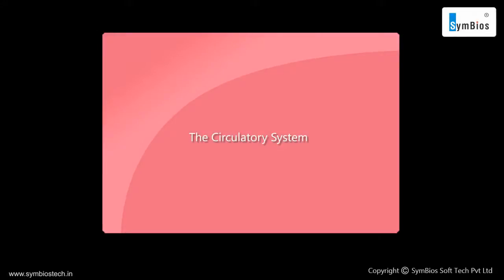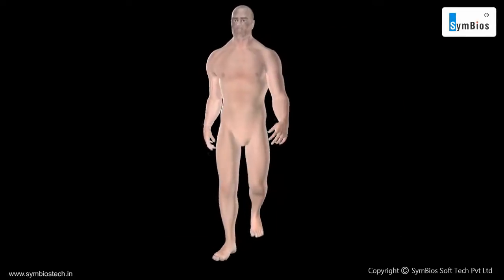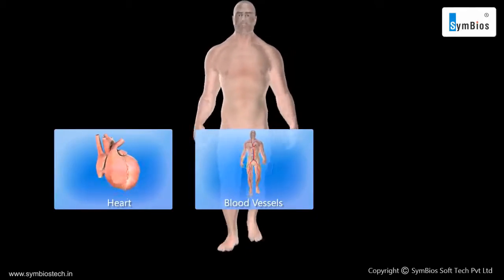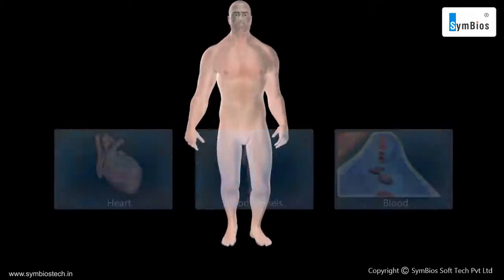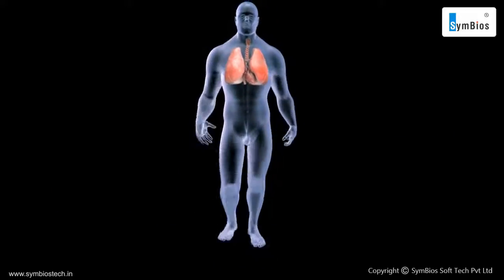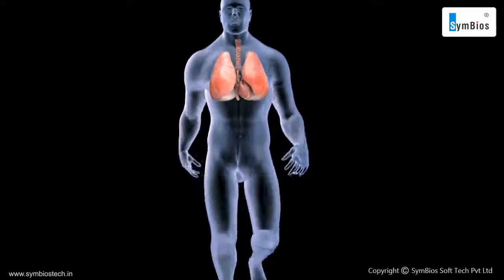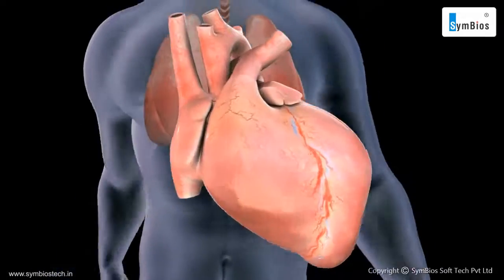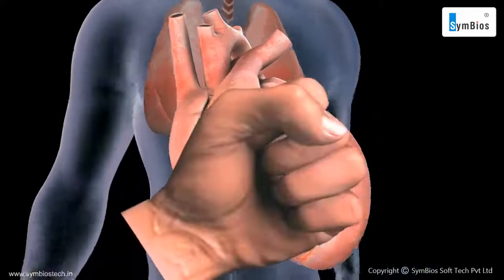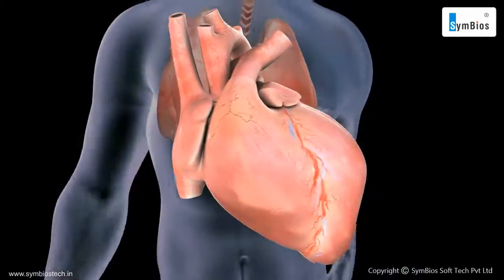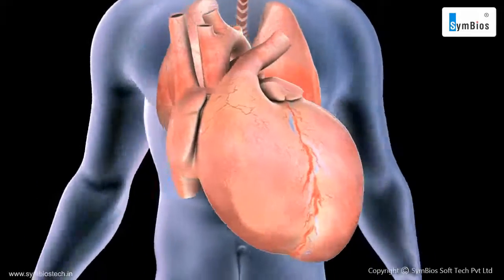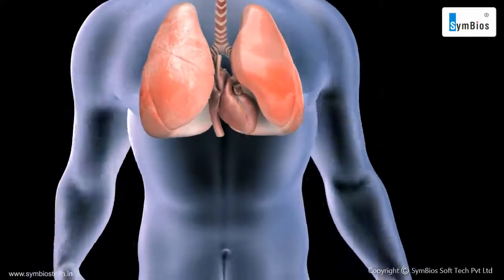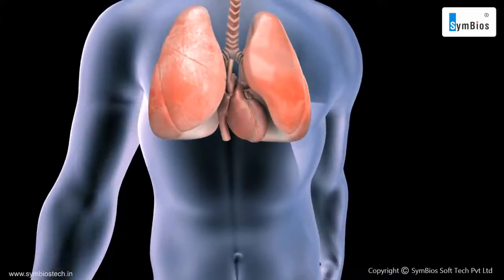The circulatory system. The circulatory system consists of the heart, a network of blood vessels, and blood. The heart, which is a muscular organ, is the center of the human circulatory system. It is approximately the size of a clenched fist, weighing about 250 to 350 grams, and is located in the thoracic cavity between the lungs, towards the left side of the chest.